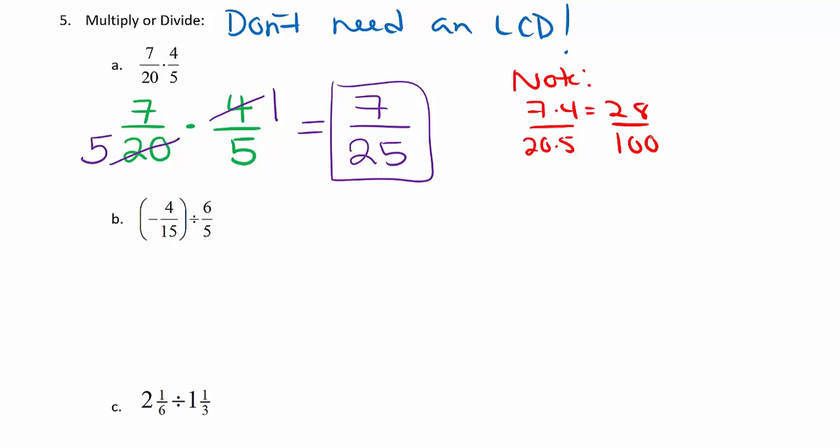Now, I would like to point out you could have multiplied straight across before reducing. You would get 28 over 100, but then you would have to recognize that 4 is a common factor, and that reduces to 7/25.